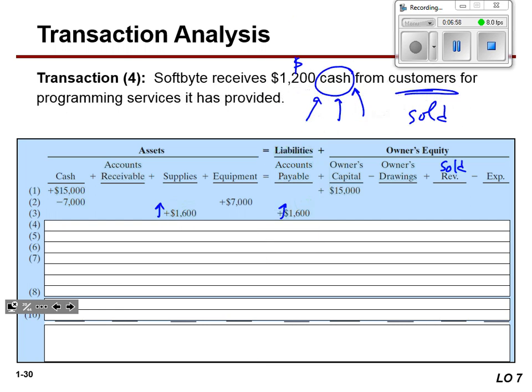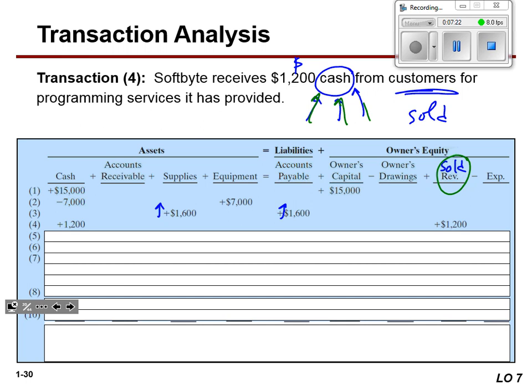This one got a little bit of you confused yesterday, and that's okay. Anytime we sell something and they give us cash, you'll see cash go up, but their overall worth goes up because we sold something, and that's called revenue. We brought money in.